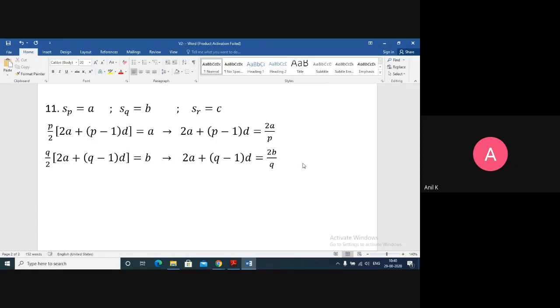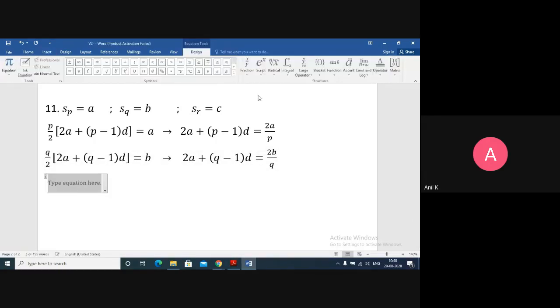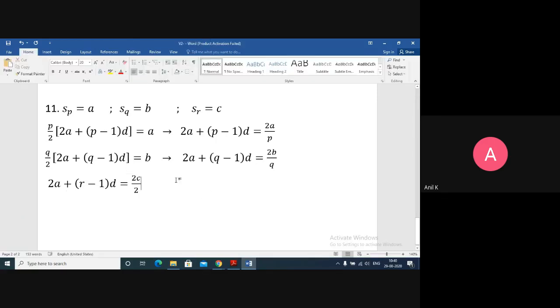Third equation I'll write directly instead of writing the intermediate step. Third equation, SR equals to C. I am replacing SR equals to C. So I get 2A plus R minus 1 into D is equals to 2C upon R. Okay. So these are the values which I have.